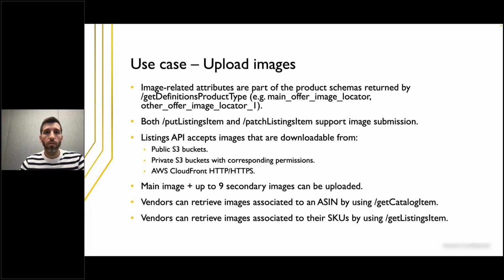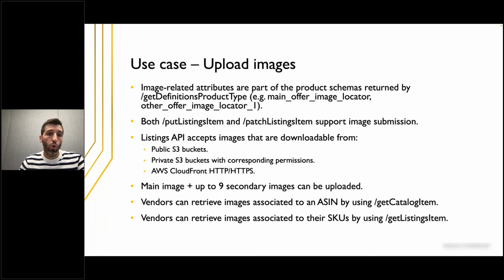And which images does Amazon support for submitting via the listings API? These are images that are located in an S3 bucket, so a public S3 bucket. If the bucket is private, that's also supported, but of course you have to provide the corresponding permission so Amazon can go and get the image from there. Otherwise, you can always use HTTP or HTTPS AWS CloudFront endpoints for your images.